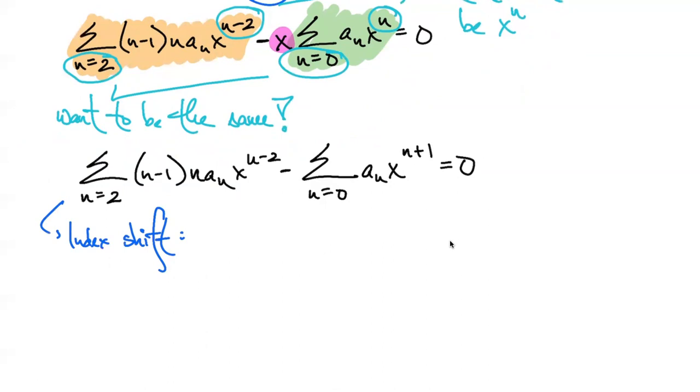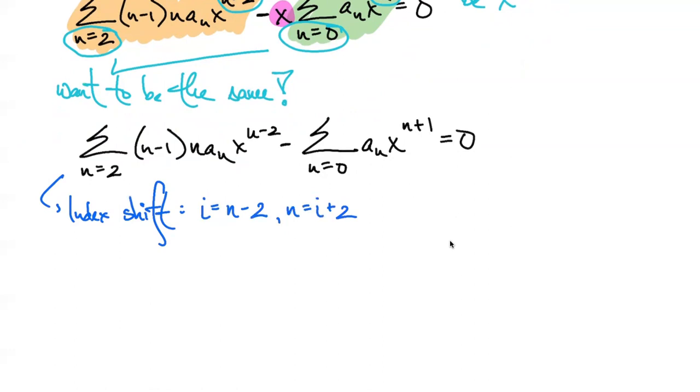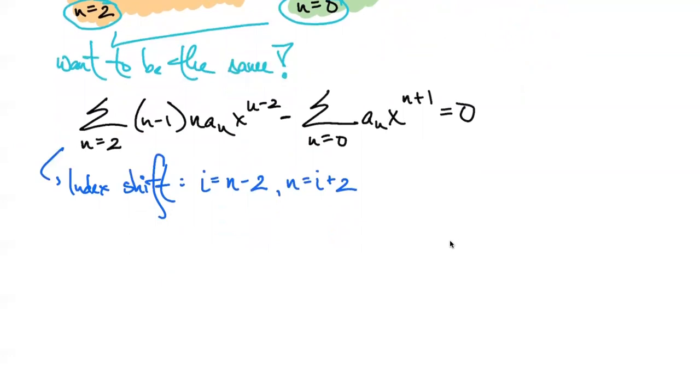But when we're shifting this index, we have i equals n minus 2, right? And we want to get that 2 down to a 0. And so that also means that n equals i plus 2. And we're only going to be shifting the index of that first series. Okay. We'll leave the second one alone for right now, and then we'll see what we need to do.